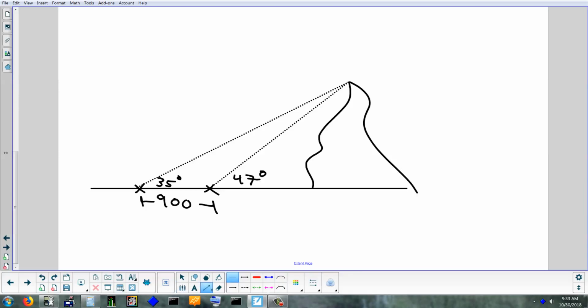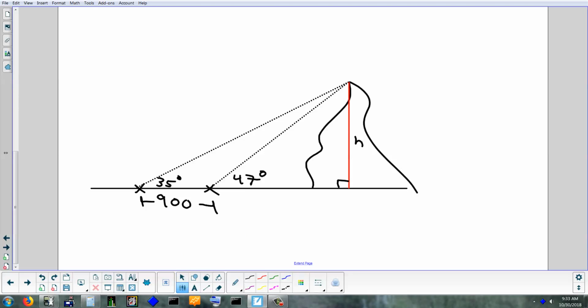Okay, so my goal is to find this line that I'm drawing. That's the height of the mountain. So I'll put that in a different color, and that's what I want to find. And the height is perpendicular. Height is always measured straight down.